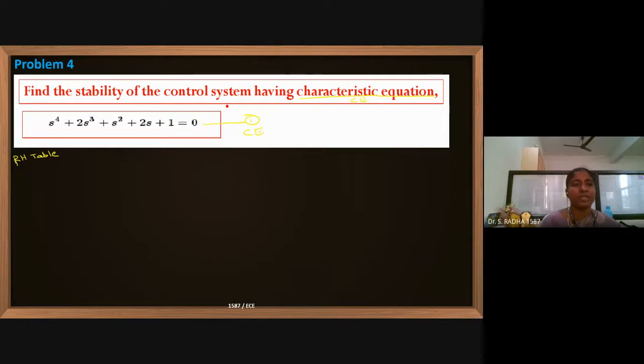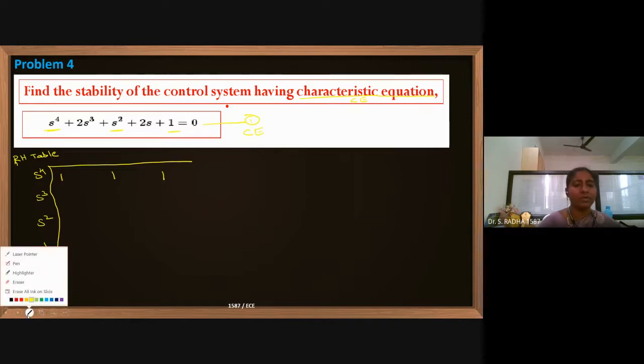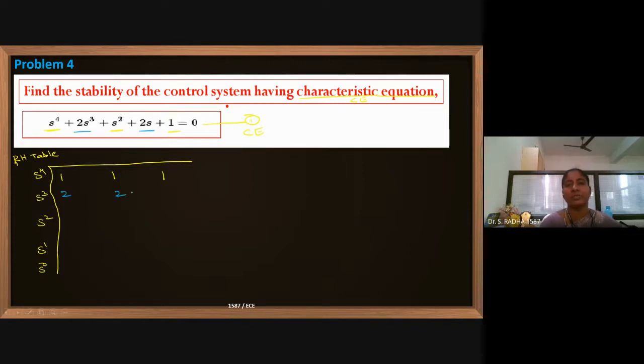Now coming to the RH table, it is S power 4, S cube, S square, S power 1, S power 0. This is our table. If we write the elements, first term, third term, fifth term, it is 1, 1, 1. We will go to the second row. Second term, fourth term, the coefficients are 2, 2. Okay, first two rows completed.